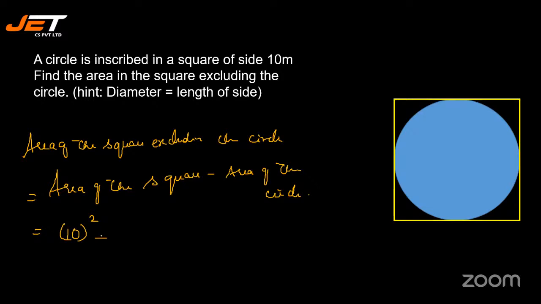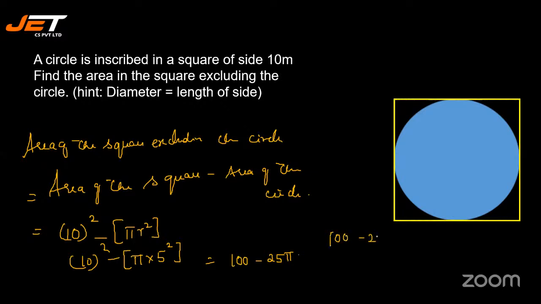Area of the circle? The formula for the area of the circle is pi r square. Okay. So it is pi r square. So 10 square minus pi into, so here they say diameter is the length of the side. So what would be the radius? By 2. That is pi into 5 square. Okay. So 100 minus 25 pi. Right.